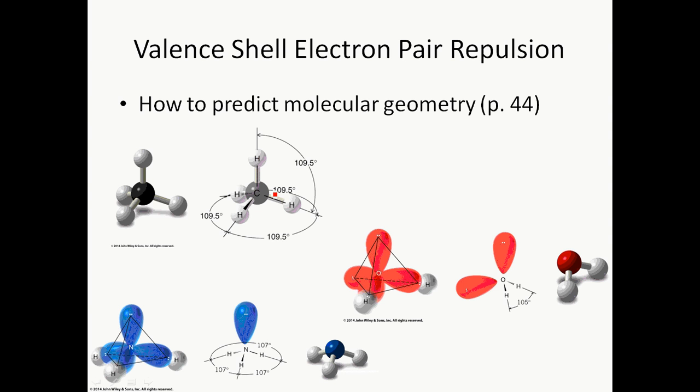Finally we'll talk about valence shell electron pair repulsion, which is how we can predict molecular geometry, on page 84. For example, we have methane here where you can see that the bonds are 109.5 degrees and they're as far away as they possibly can be from each other. We'll also talk about other types of configurations where, as you can see down here, we have ammonia, or even over here we have water.